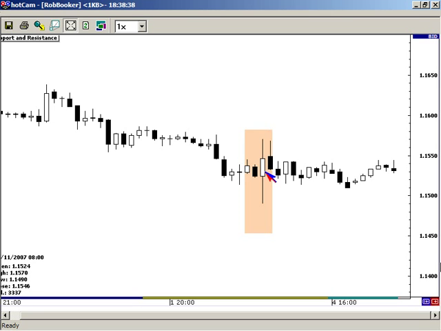Like I said, people like Steve Nison, he's an expert in candlestick patterns, and he's really the go-to guy for that kind of thing. But otherwise, who gave these names? Oh, we all did. We made them up. We make up names like this all the time.